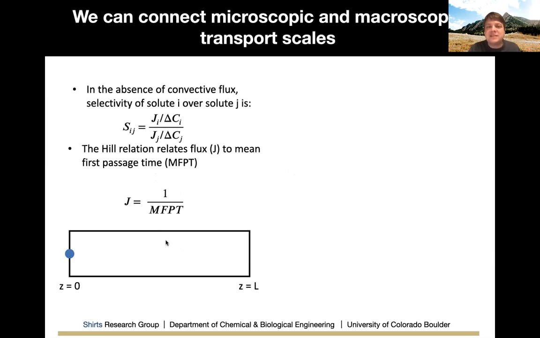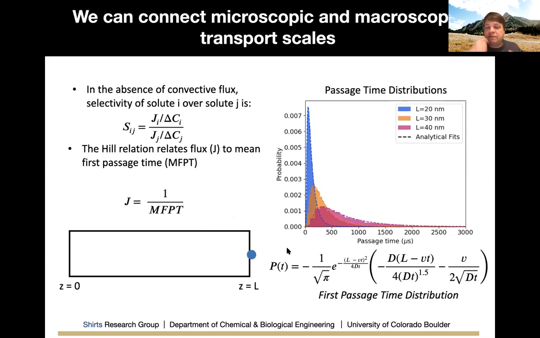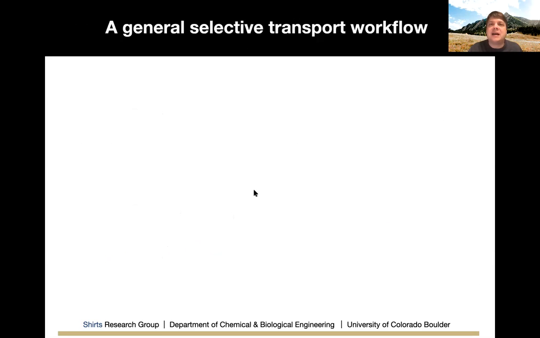So these mean first passage times, we can simulate, even though we can't simulate them with molecular dynamics, we can simulate them with the stochastic models that are fit from the molecular dynamics. Get mean first passage time distributions, and from that, calculate macroscopic diffusion constants over very large length scales for a membrane and time scales.